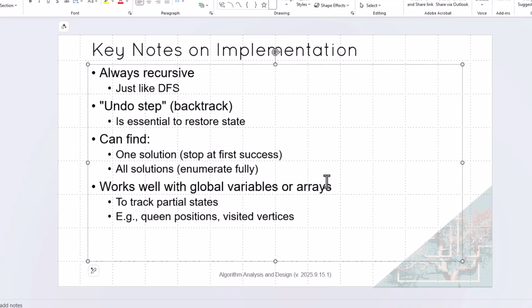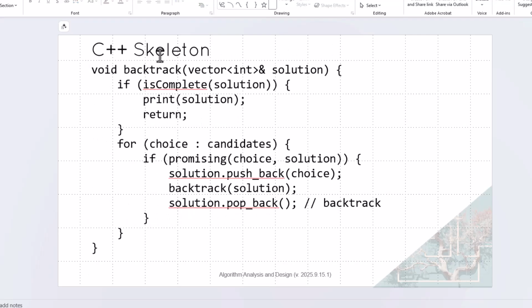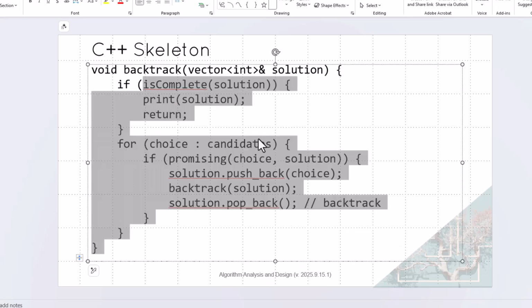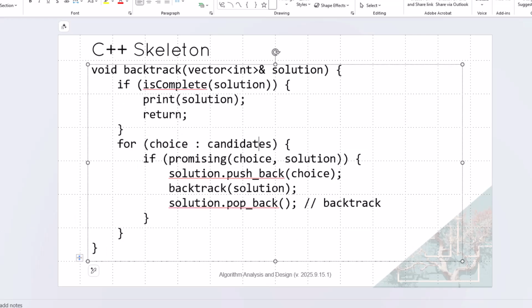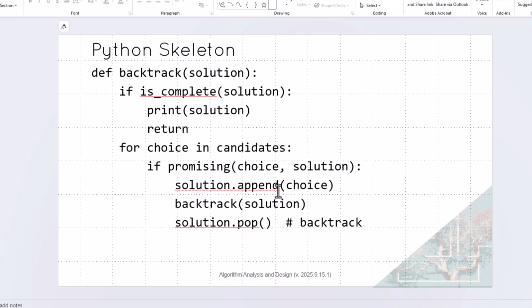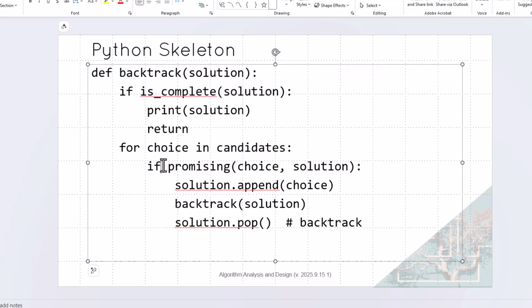It works well with global variables or arrays to track partial states, for example, queen positions or visited vertices. For backtrack in C++, this is just the C++ code kind of matching the earlier code in the pseudocode. And then here's the Python skeleton right here. You would have to define things like is complete and promising and stuff like that.